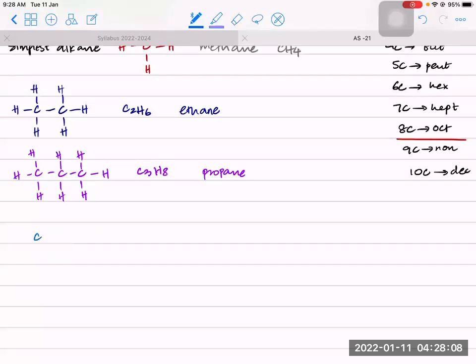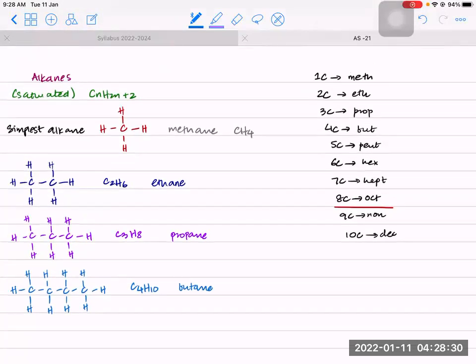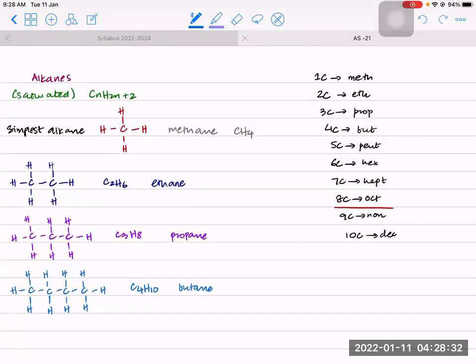Then you have C4. So you have 1, 2, 3, 4, 5. Do you see all carbon-carbon bonds are single? Yes. And this right here would be C4H10, that is butane. Now, do you see all of these? They follow the general formula CnH2n plus 2, where n is the number of carbon atoms.